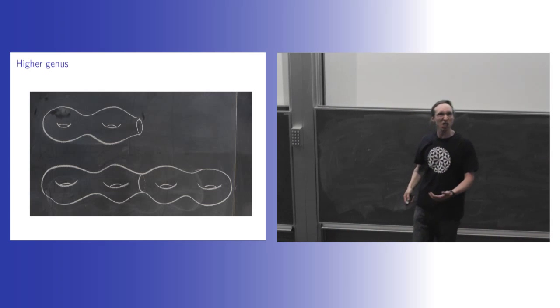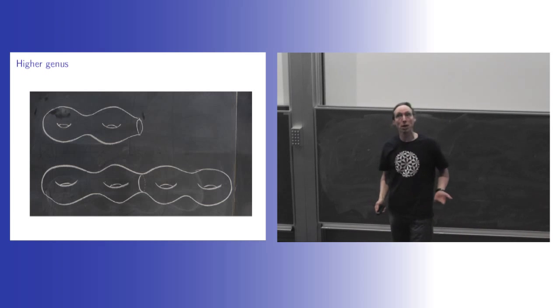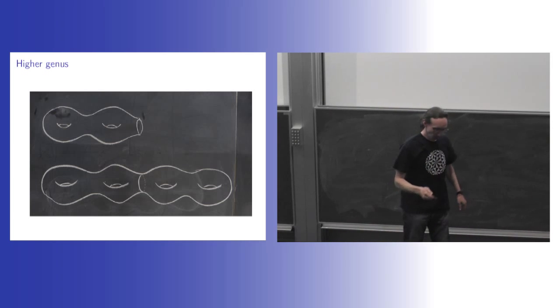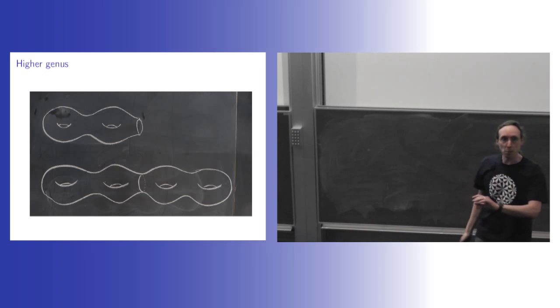The disk had genus 0. I doubled it, and I got the sphere, which also had genus 0. The annulus, don't ask me about the annulus. OK, good. So that's the topology of surfaces.